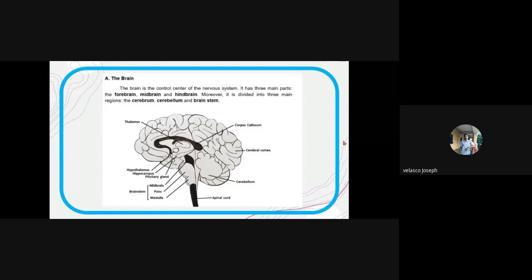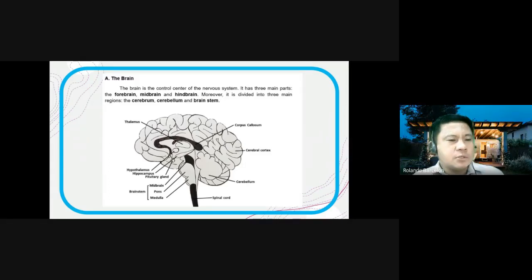The brain is the control center of the nervous system. It has three main parts: the forebrain, midbrain, and hindbrain. Moreover, it's divided into three main regions: the cerebrum, cerebellum, and brainstem. Okay, thank you so much, Joseph.